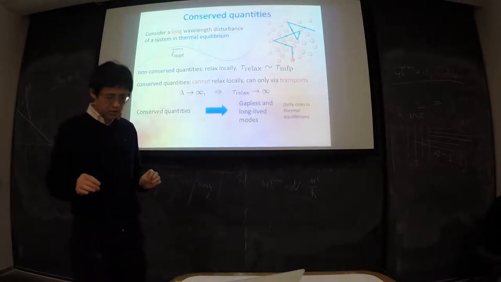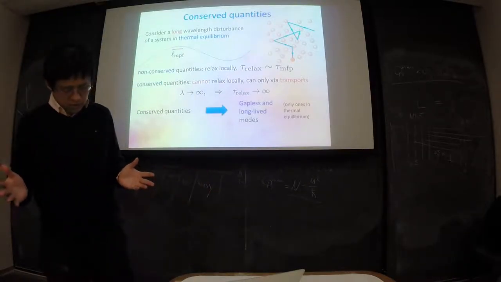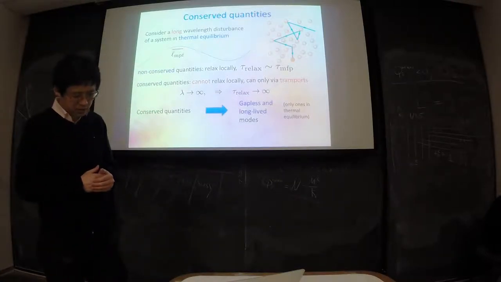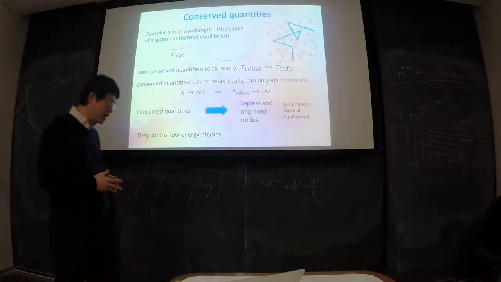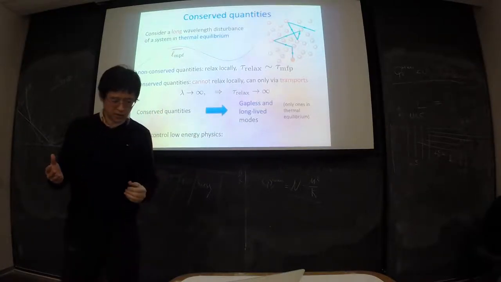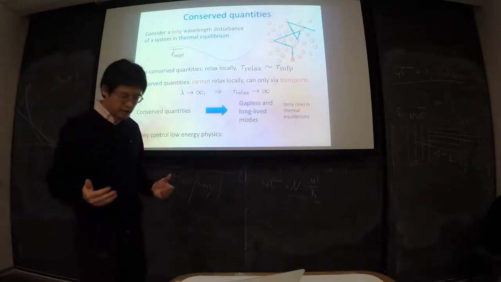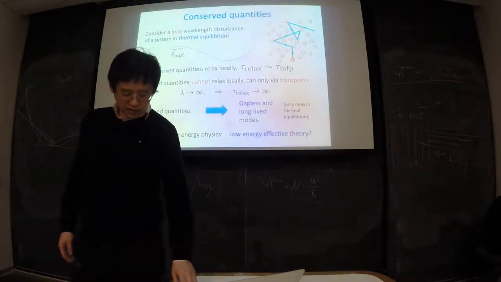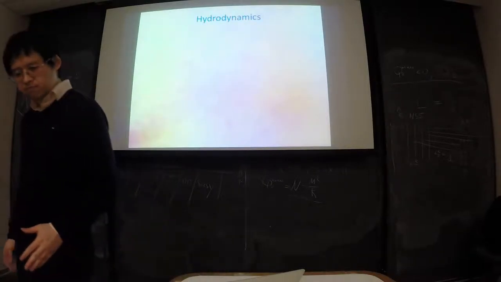I'm saying this in the generic situation, not including the case, say, if you have a Fermi surface, or if you have symmetry breaking, or if you are near a phase transition, then there can be actual gapless modes. Okay, and then of course the low energy physics will be captured by those modes. In physics, most of the time we are interested in the low energy physics, and you want to get the effective field theory. Okay. And such a low energy effective theory already exists, and this is just hydrodynamics.